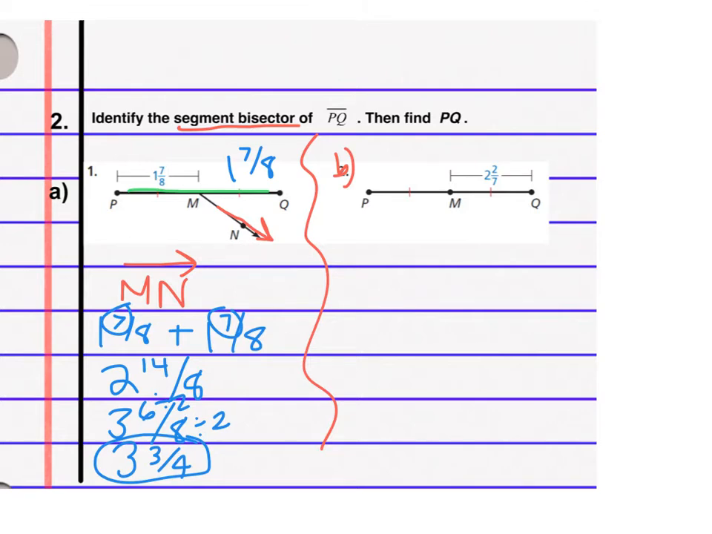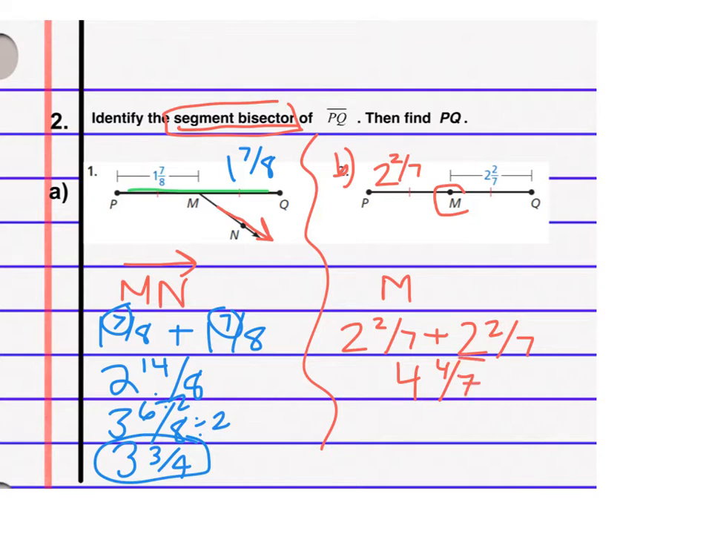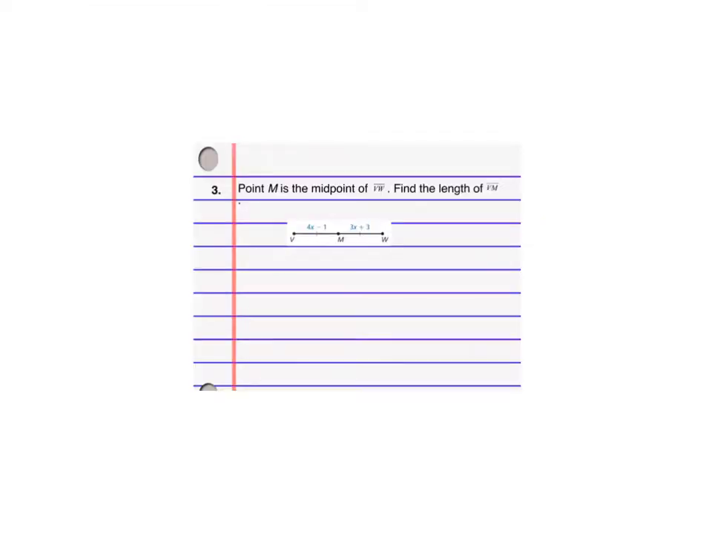Okay. All right, for part B, the segment bisector looks to me like it's just point M, so I'll write that with a capital letter M. And here again, I'm going to add my fractions, a little bit easier fractions because we're not going to have an improper fraction here. So 2 and 2 is 4, 2 sevenths, and 2 sevenths is 4 sevenths. So remember, you're keeping the denominator, don't make it 4/14 or anything strange like that. So pause the video if you need more time, otherwise I'm moving on.